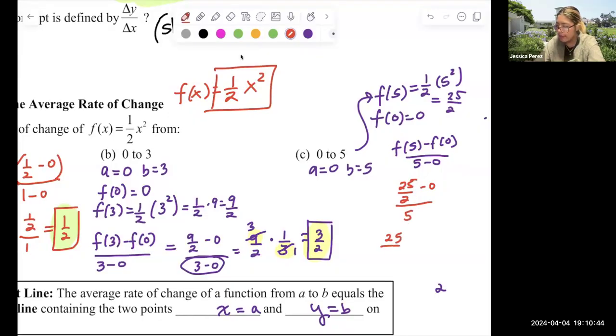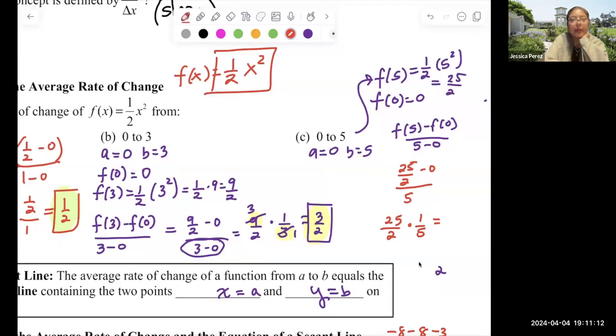So it's 25 over 2 times what? What's the trick? Instead of dividing it by 5, I'm going to multiply by what? What did I do over here? I made this 1/3, so what is this going to be? 1/5, right? I simplify 25 and 5. And this is going to be 5/2.